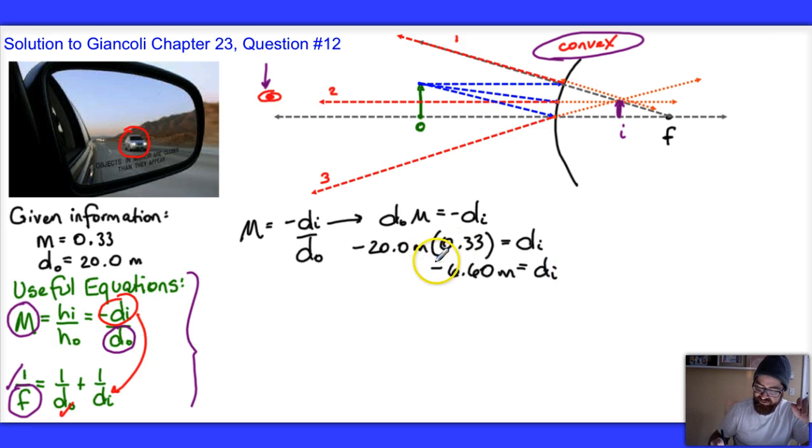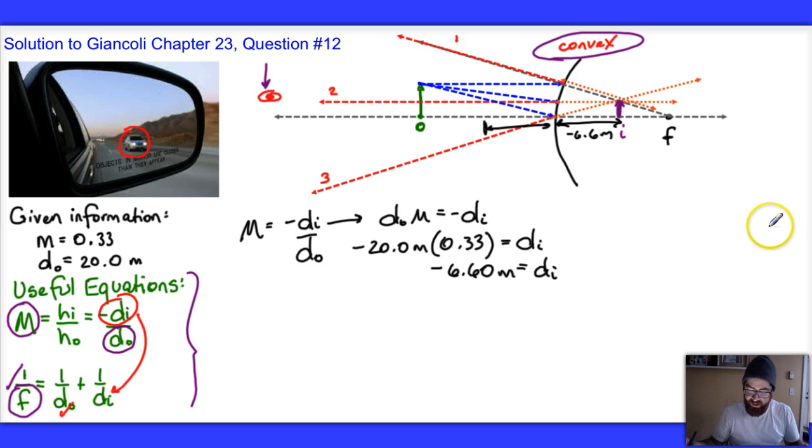So what does this negative sign mean? Well, if you know the sign conventions, it means that this distance here is 6.6 meters, but the negative sign indicates that it's virtual, and so therefore it's behind the mirror. Positive 6.6 meters would be on this side of the mirror, which of course it's not since it's a convex mirror. All right, now that I have the distance to the image, I'm ready to move on to step 2.